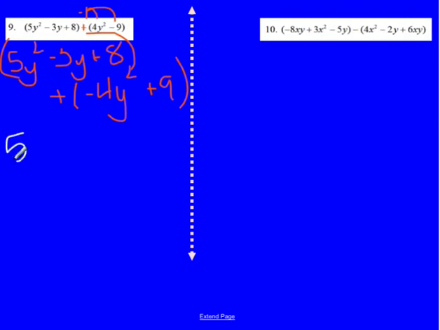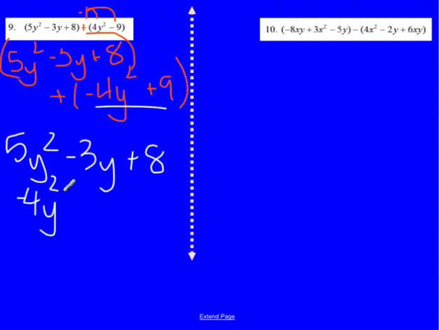So I have 5y squared minus 3y plus 8. Now I want to change the signs of everything. So I'm going to put the y squared column here, and then I'm going to put the constant column here. So again, now we can add down our columns, keeping our exponents the same, adding our coefficients. 5 minus 4 is 1, so we have y squared.